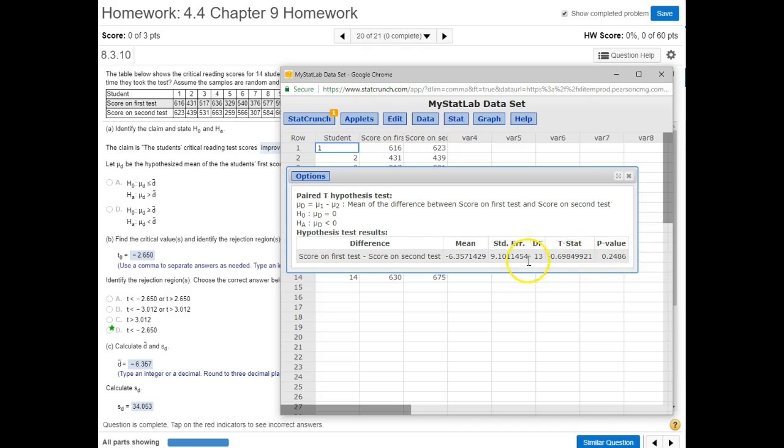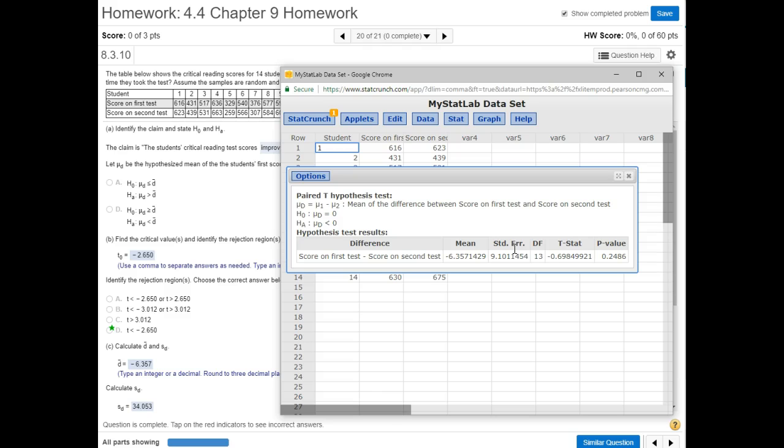And so we want the mean. That's how they get negative 6.357. And they want the standard deviation. And we mentioned this before. And I showed you that we could actually copy the paired here and find the descriptive statistics for what would be in variable 4 for the differences. We did that before. But you can also take the standard error and multiply that by the square root of n, so 14. So we can take 9.1, yeah, we'll just do it this way.